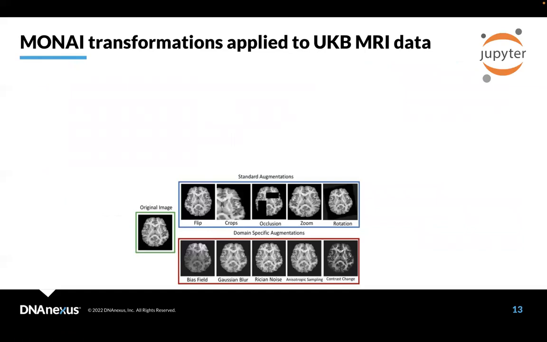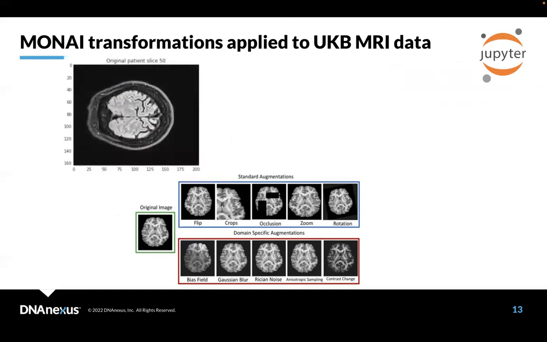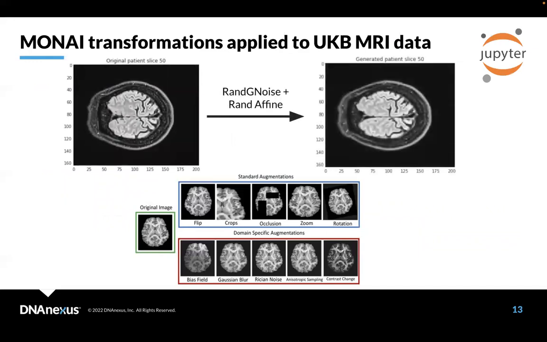Here, let's concentrate on some MONAI transformations applied to UKB MRI data. You can basically compose multiple transformations together and tune the different transformation parameters to obtain new derived images. You can apply operations such as translate, rotate, flip, affine, scale intensity, and many, many more.